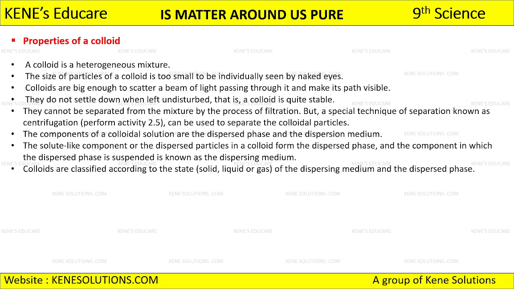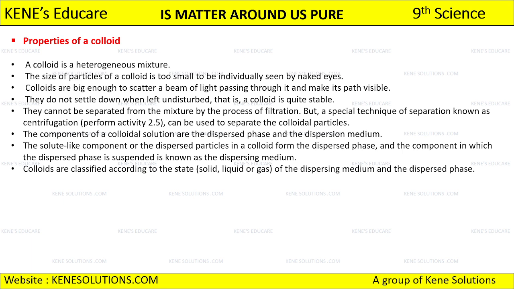Now see, next after suspensions we have some of the properties of colloid. So colloid is a heterogeneous mixture. Along with suspension, the first statement given in suspension was the same, that suspension is a heterogeneous mixture, right? Same way, colloid is a heterogeneous mixture, and the size of particles of colloid is too small to be individually seen by the naked eye. Whereas in suspensions we saw that we can see it by the naked eye, right?